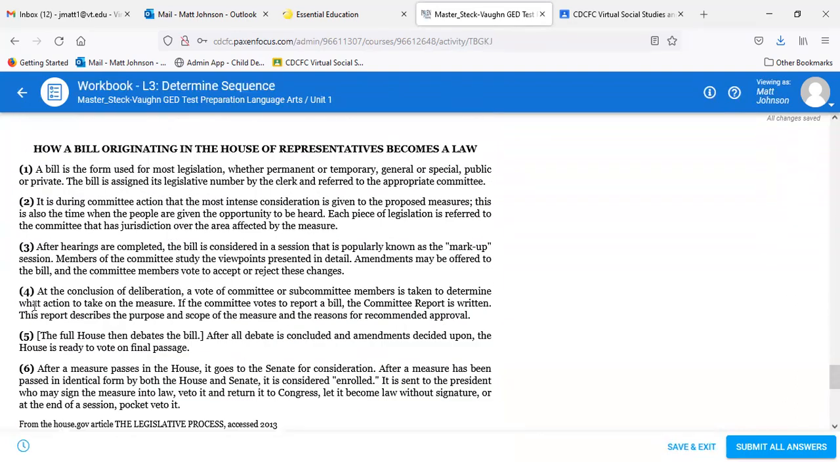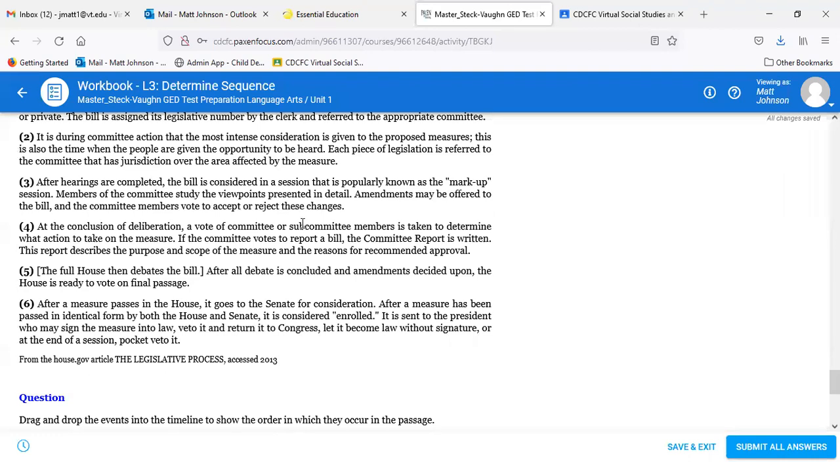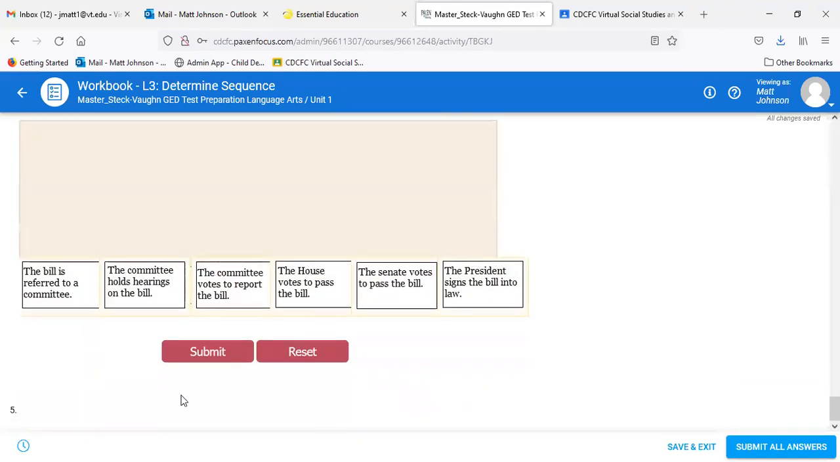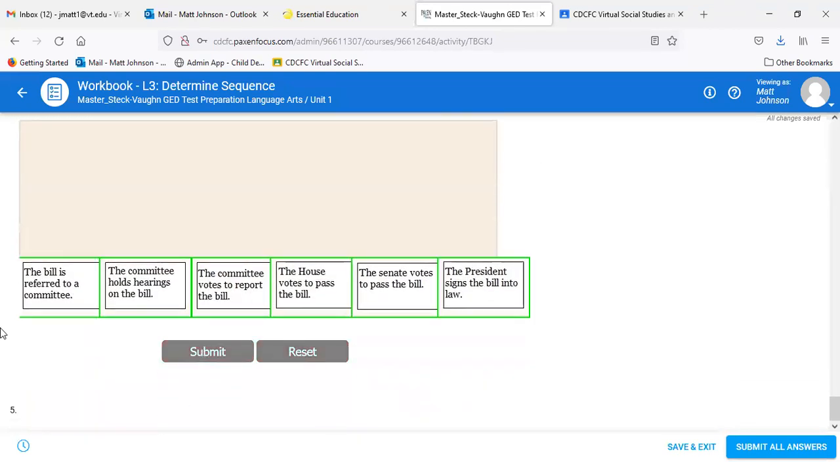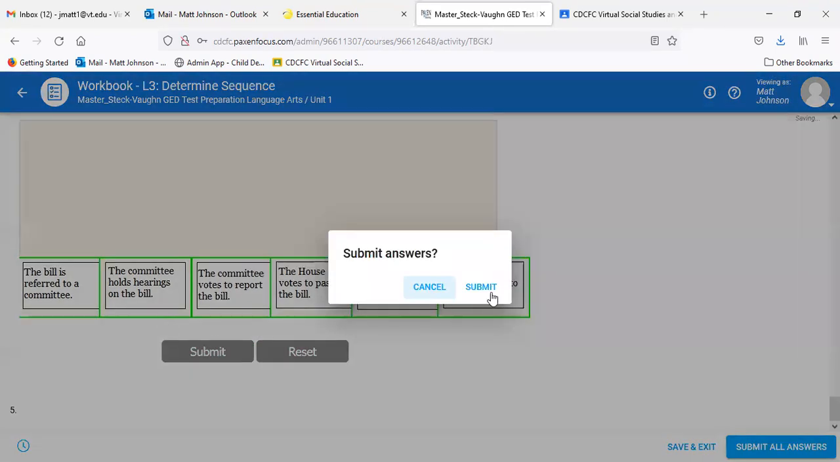And, again, we see some of those signal words. I was trying to point those out, at the conclusion, after a measure. We keep hearing after. So, those are things you can look for if this comes up on a test and you have to do a sequence like that. So, okay. Yeah, and that is all for sequence.